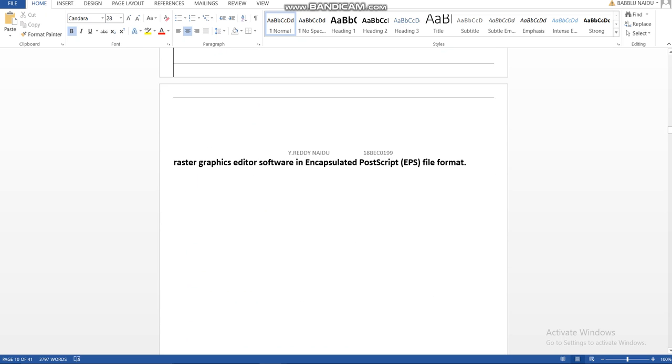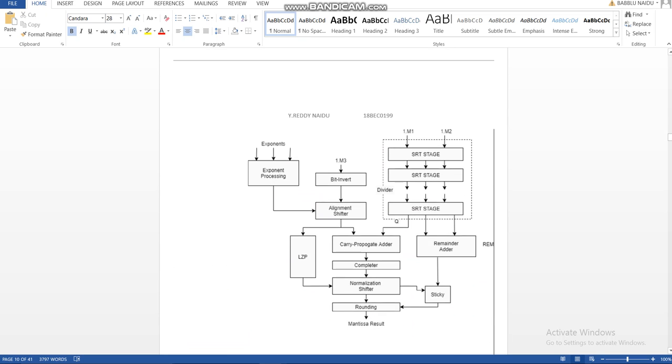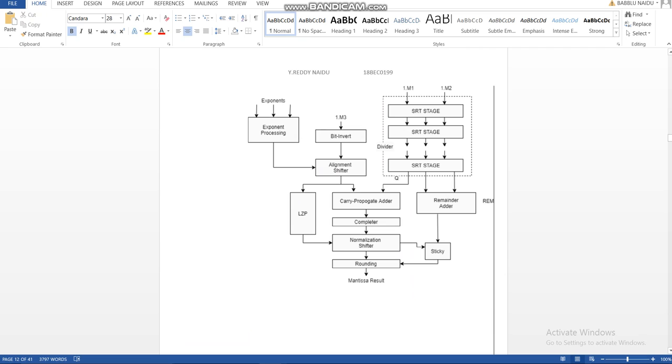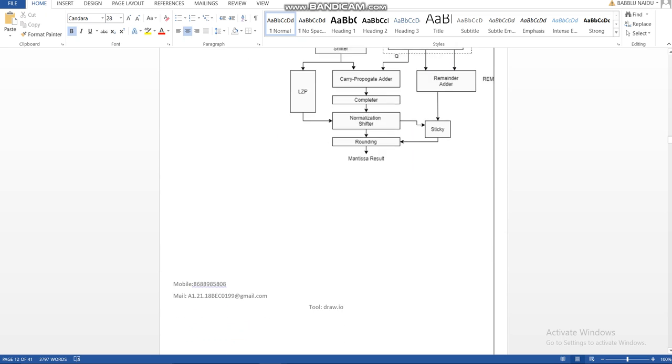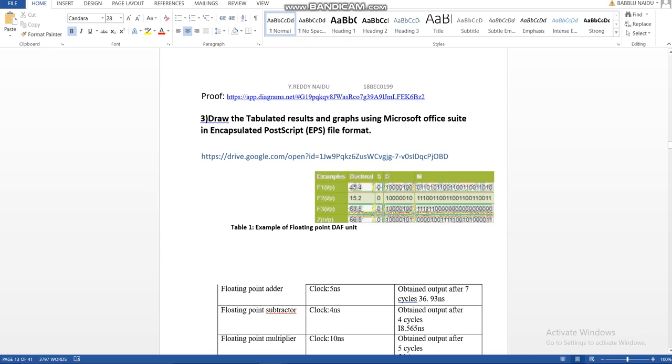Existing: exponent processing, bit inverter, alignment shifter, LZD, carry propagate adder, complementer, normalization shifter, rounding, sticky, remaining adder. Tabulated results and graphics using Microsoft Office.